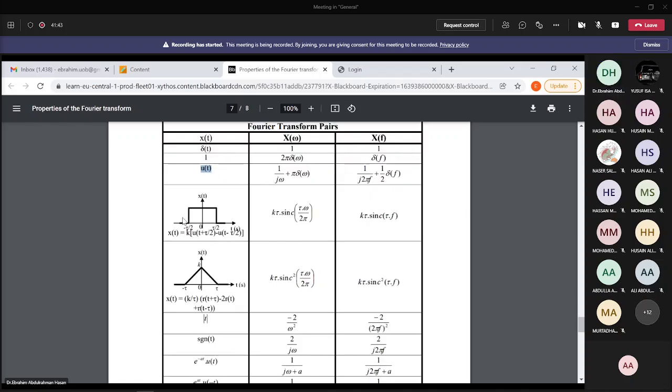Notice here, this is x of t equal to this one, which in the frequency domain is a sinc. But what if we have a sinc here in the time domain? How do we find the frequency domain for it? We need to use duality.